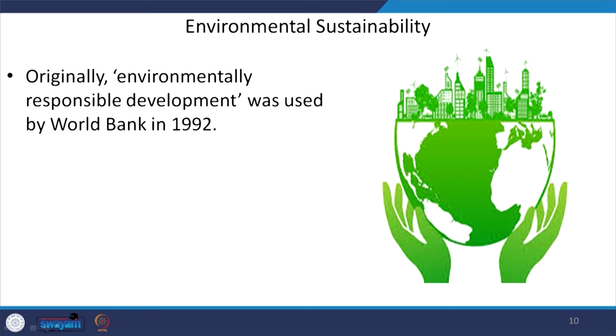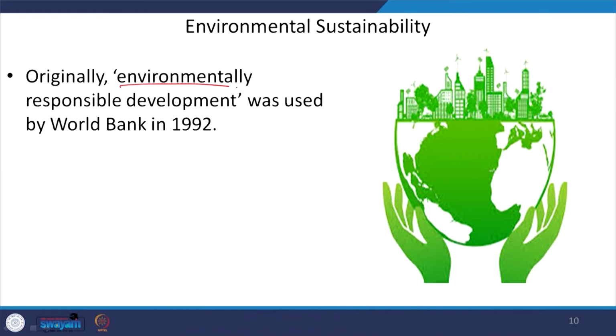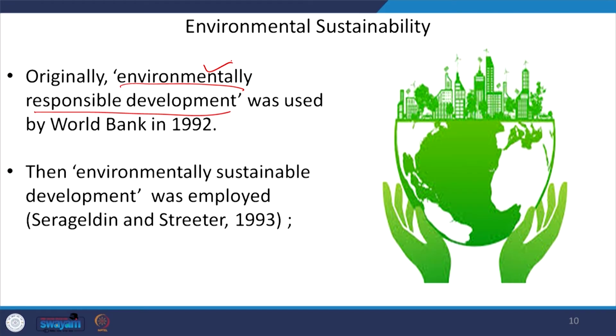And another aspect of sustainability is environmental sustainability. So, what is environmental sustainability, or we can say sustainable environment? Originally, environmental sustainability was used in terms of environmentally responsible development. And this was used for the very first time by the World Bank in '92 to explain what environmental sustainability means. And with due course of time, this environmentally responsible development became known as environmentally sustainable development.